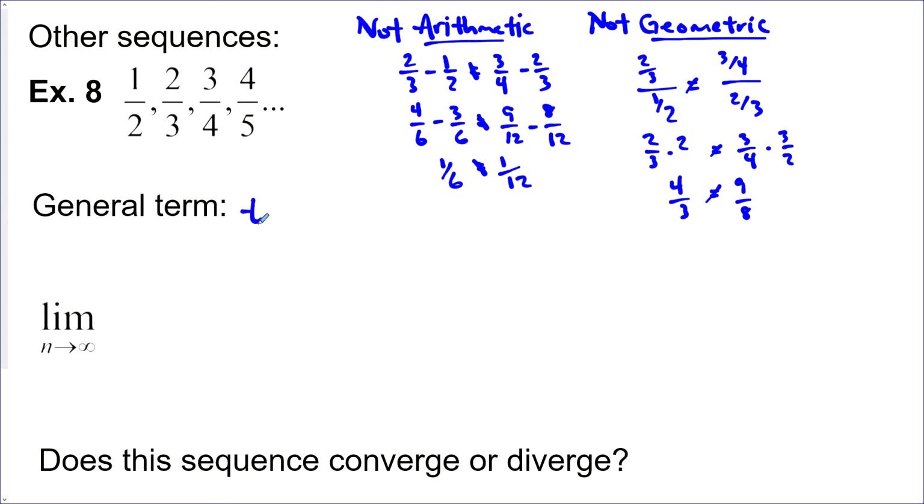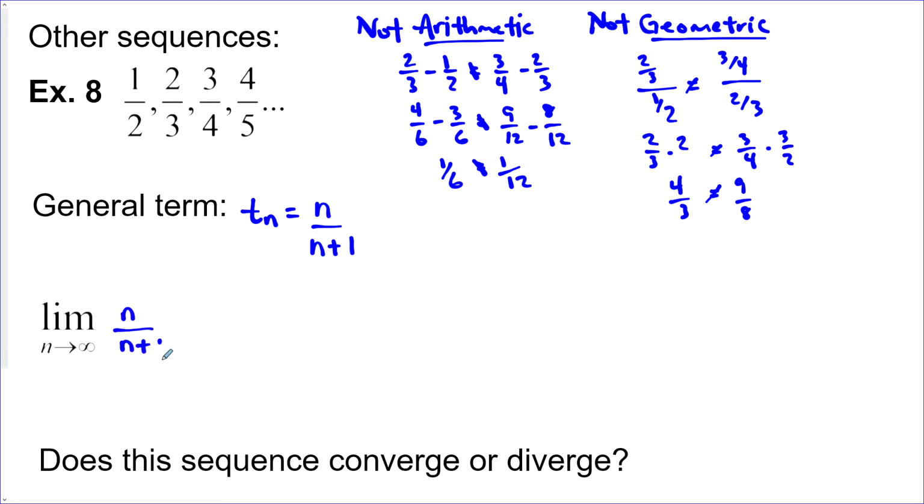We would want Tn to equal... Now, something we notice is that this is term 1 and the numerator is 1, term 2 and the numerator is 2, and so on. So actually we could just say the numerator should be n, and the denominator is always 1 ahead, so the denominator could be n plus 1. Let's see if we can find the limit as n approaches infinity for this sequence.